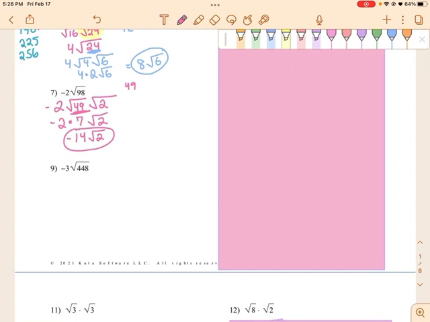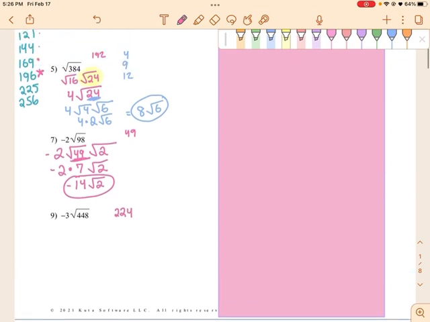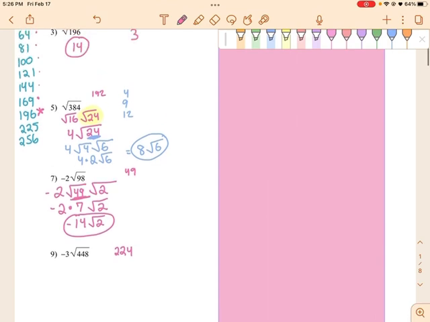Alright, so now let's try 448. Half of that would be 224. So let's check everything below that. I don't think it's divisible by 196. Probably not 169 either, but you can check. I think I know what it's going to be, but let's wait till we get there. 144. No. 121. No. What's next? 100 definitely won't be, right?